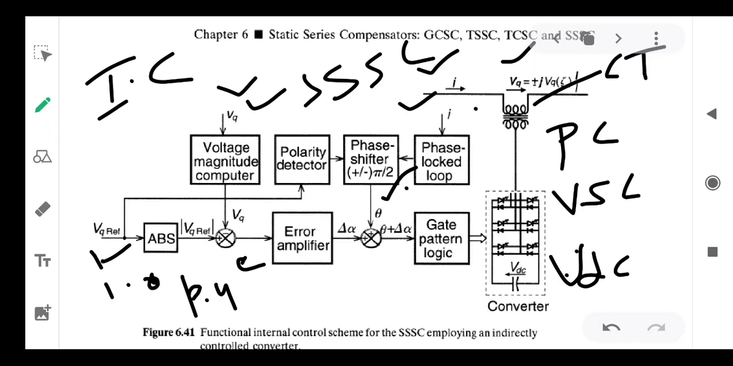Error E is obtained. The error E is passed through the error amplifier in order to generate the delta alpha. Delta alpha is used to find out the gate pulse generation at GPL, gate pattern logic, which will control the VSC accordingly.